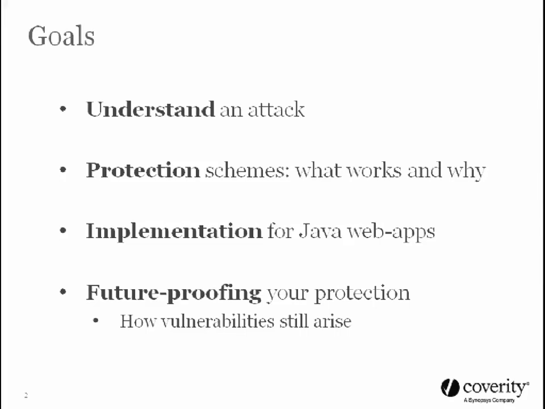The goals I want you to get out of this are, first of all, to understand an attack. I'm going to make no assumptions about your background in cross-site request forgery, so we'll go through this. We're going to talk about protection schemes, sort of the theory behind them, what works, what doesn't work, in particular what doesn't work. We're going to look at implementation for Java web apps. This is not going to be a tutorial, so I'm not going to tell you how to set up each one of these different implementation options, but we are going to look at the pros and cons and how one can still make mistakes with them.